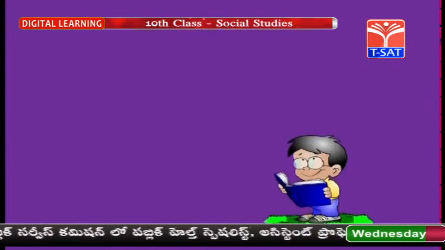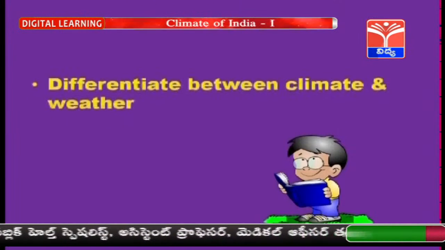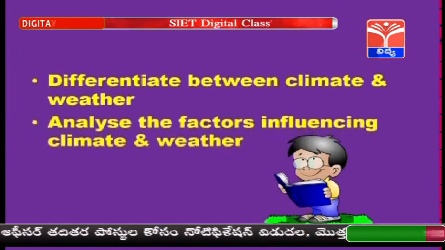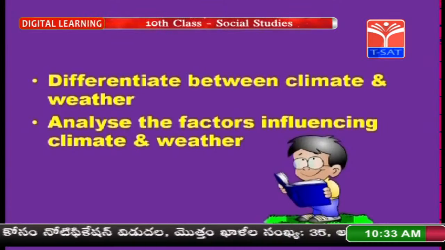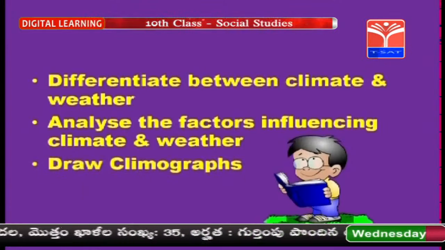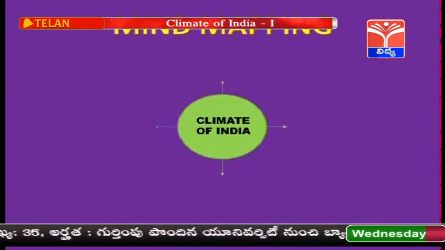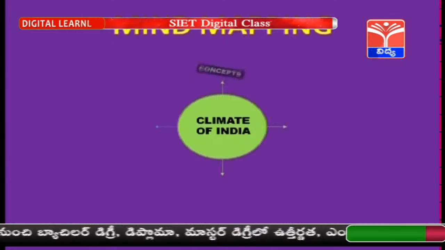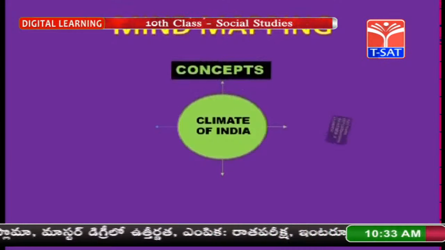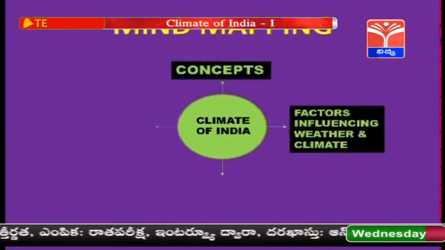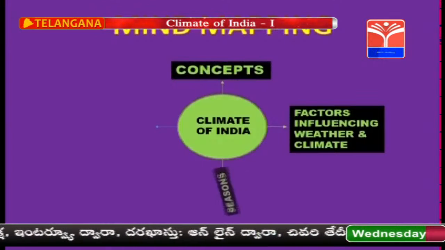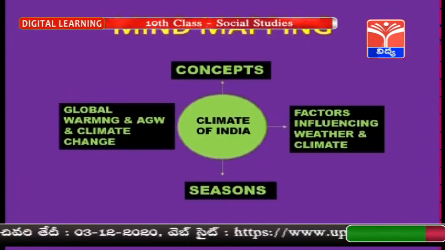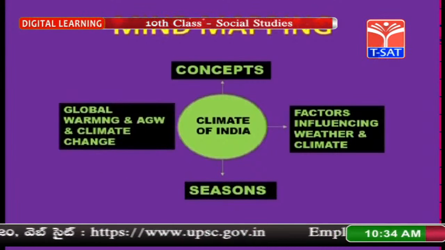By the end of this chapter, you will be able to differentiate between climate and weather, analyze the factors influencing climate and weather, and draw climographs. In this chapter, Climate of India, we will be studying about concepts, factors influencing weather and climate, seasons, global warming and AGW, and climatic changes.